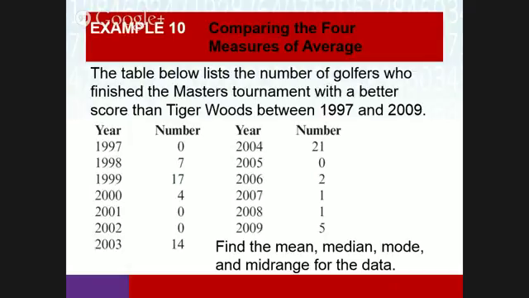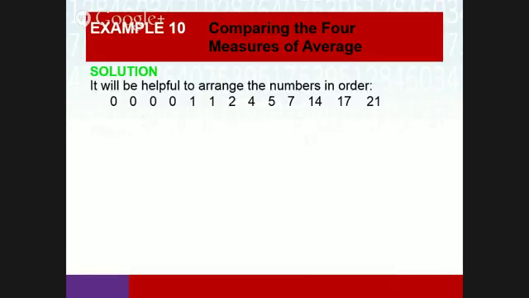So here's a list of golfers who finished the Masters tournament with a better score than Tiger Woods between 1997 and 2009. It gives you the year and the number of golfers. Find the mean, median, mode, and mid-range for the data. Can 0 be a mode? Yes, it is possible for 0 to be a mode. It represents something: 0 people did better. So it helps to write the numbers in order.